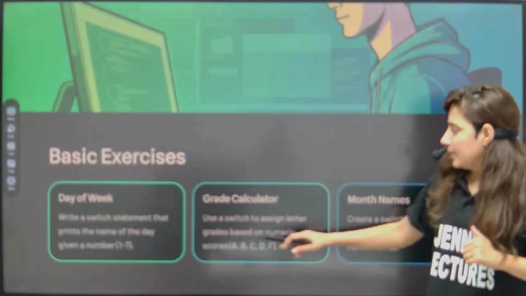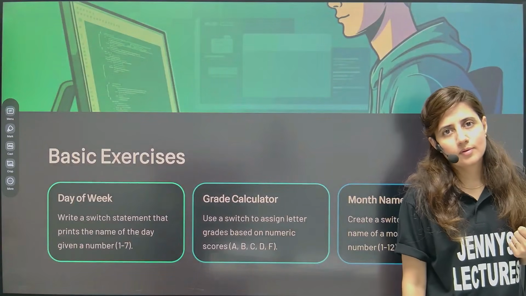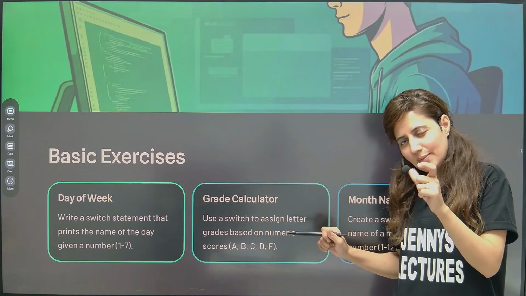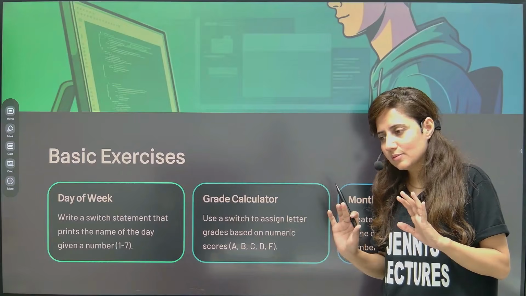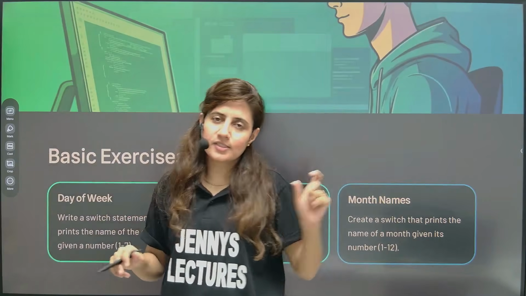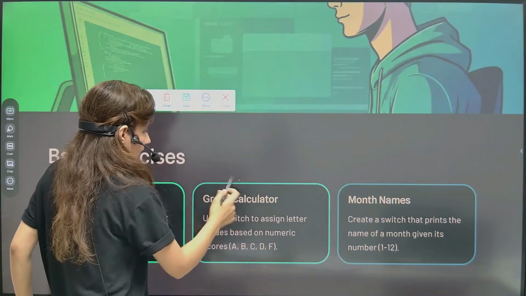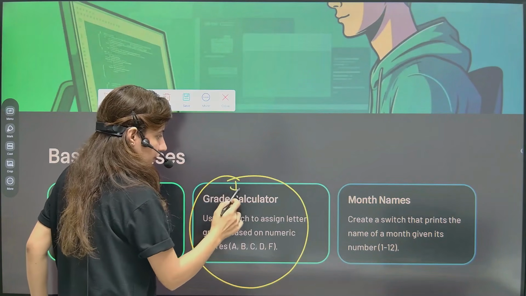Use a switch to assign letter grades based on numeric score. This is, I think, a little bit tricky for you, but try out this because in the next video we'll see some coding exercises for switch. In that case, we will discuss this. But still, first you try out this.